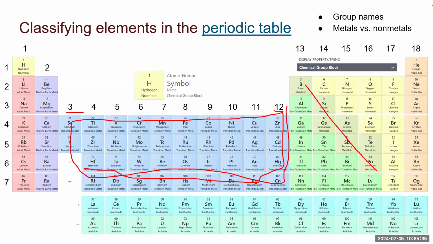Everything to the left of that is a metal, everything to the right is a non-metal. And then where that line is, metalloids. I think most people are just going to commit to memory B, Si, Ge, As, Sb, Te, Po.